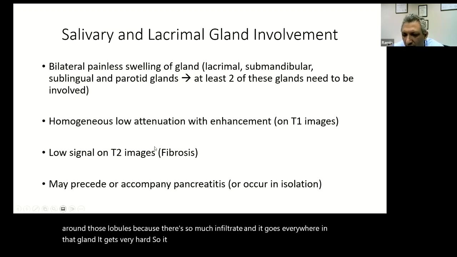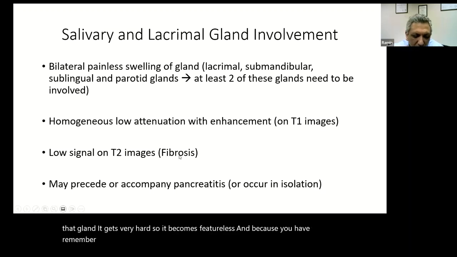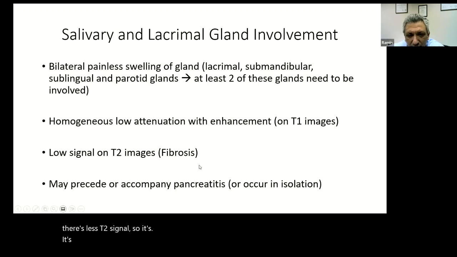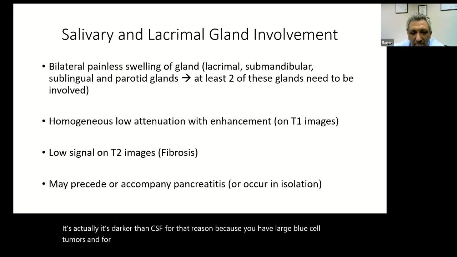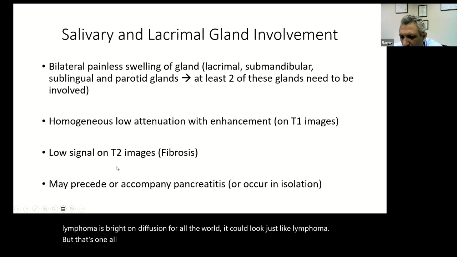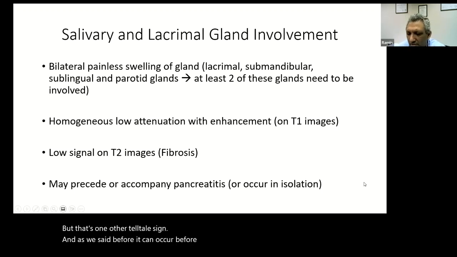And remember, these cells are large nuclei cells, so there's less water, so there's less T2 signal. So it's darker than CSF for that reason, because you have large blue cell tumors. And for that same kind of idea, they can be bright on diffusion, just like lymphoma is bright on diffusion. For all the world, it could look just like lymphoma. But that's one other telltale sign. And as we said before, it can occur before or after pancreatitis.